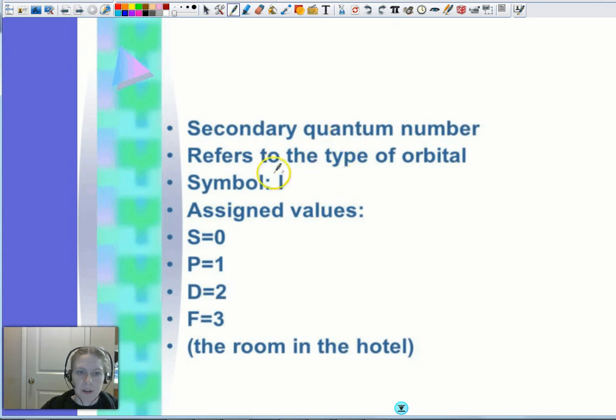Now our secondary quantum number refers to the type of orbital. This has a symbol of l. This is actually an l. Usually you see it written kind of as a cursive l. And what we're doing is we're essentially giving each electron its own unique address. So our secondary quantum number tells you what kind of orbital. So we have s is 0, p is 1, d is 2, and f is 3. So we're thinking of this as the room number in the hotel.